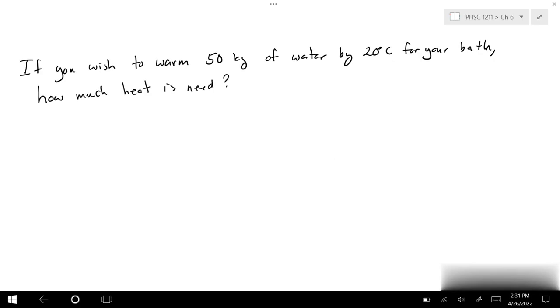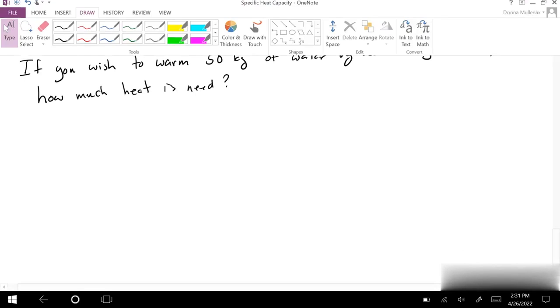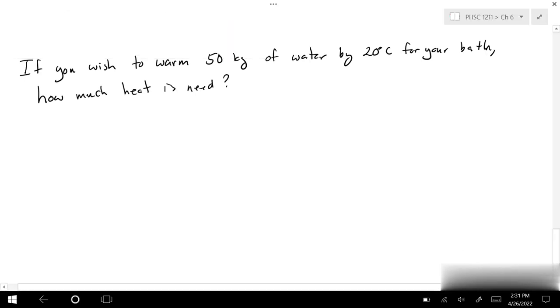Okay, so let's look at this problem. If you wish to warm 50 kilograms of water by 20 degrees Celsius for your bath, how much heat is needed? So let's look at a couple things here.